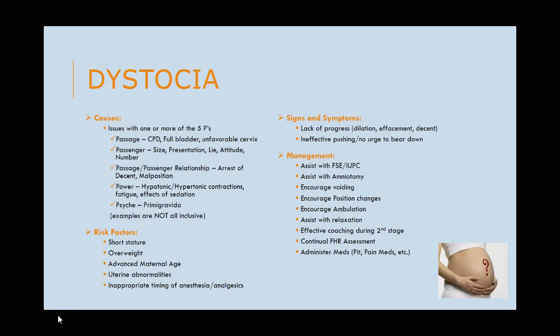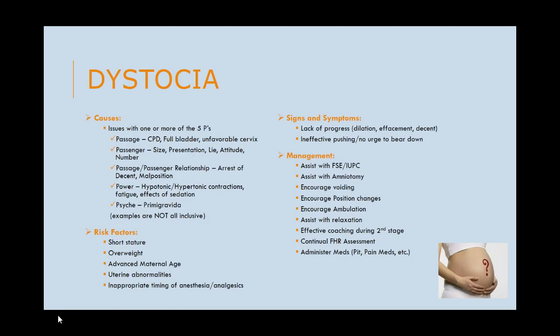So let's start with passage. There are several things that can affect our passage when it comes to dystocia. So, cephalopelvic disproportion, where the baby's head and the mom's pelvis are not favorable to allow passage of the fetus through that.